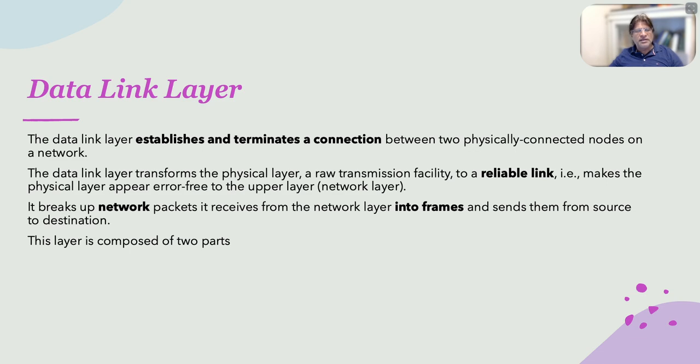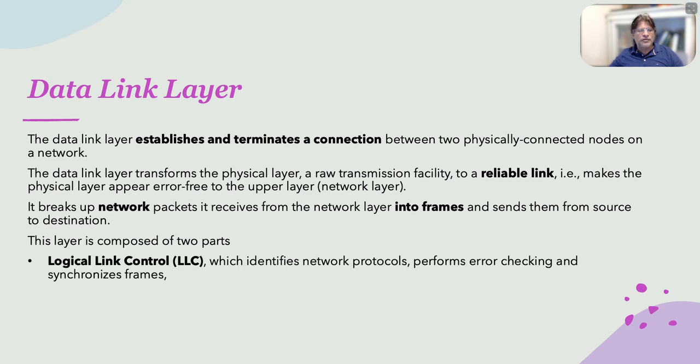So this layer is actually composed of 2 parts. There's the logical link control, so you will see the abbreviation LLC, which represents the logical link control, which identifies network protocols and which also performs error checking and synchronizes the frame. So this portion of the data link layer, the logical link control, identifies the network protocols and performs error checking. So this portion of the data link layer is responsible for error checking.